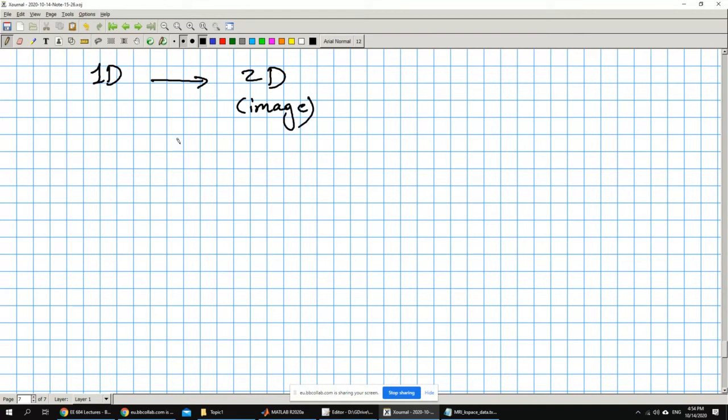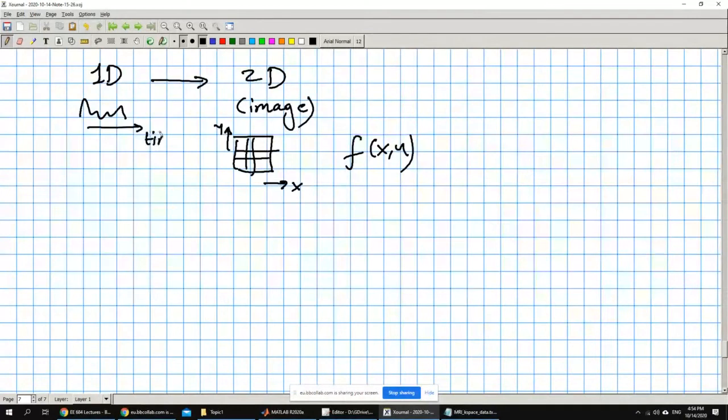Two-dimensional signals means that you have two axes, x and y, and you have a value for each one of the values of x and y. So you have f of x and y. Here for one-dimensional, we're talking about a signal with just one axis, time, and we have a signal f of t.